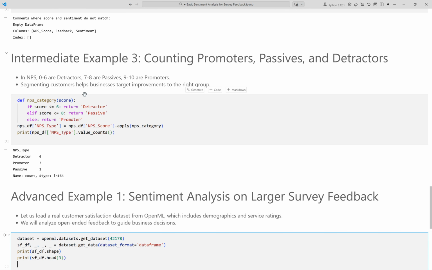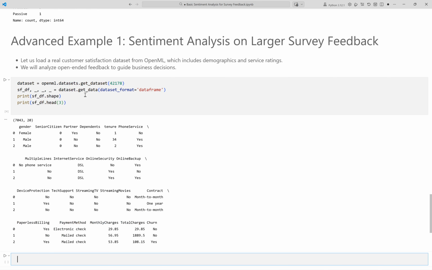Running the cell now. The output shows the dataset contains 7,043 customer records with 20 columns, including demographics, service details, and churn status. Notably, key columns such as gender, tenure, and payment method provide context for analyzing open-ended feedback in this survey. This setup confirms we have rich, structured data to combine with sentiment analysis for actionable business insights.